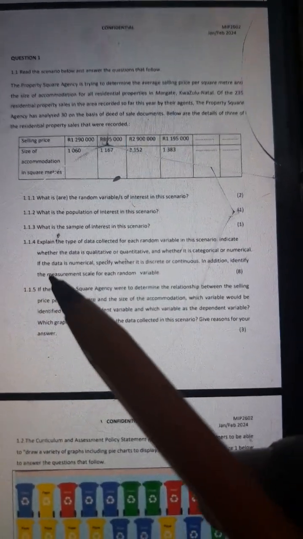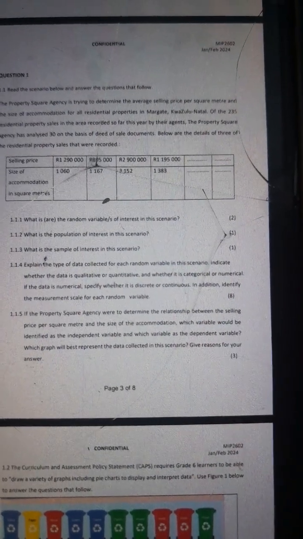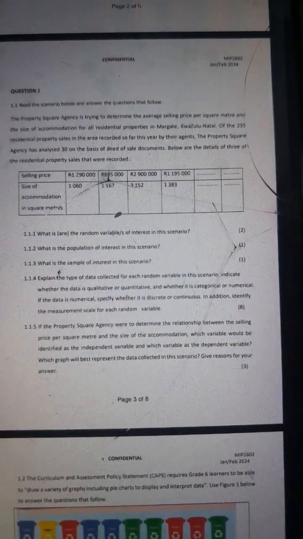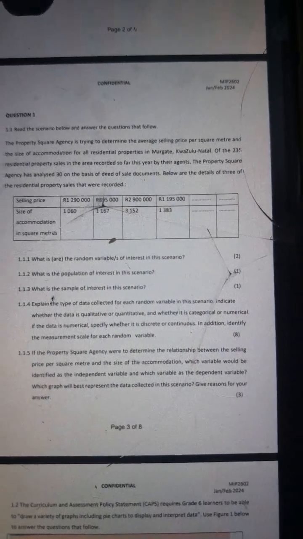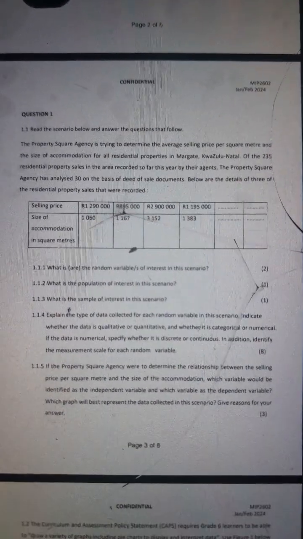Then let's go to 1.1.4. Explain the type of data collected for each random variable in this scenario. Indicate whether the data is qualitative or quantitative, and whether it is categorical or numerical. If the data is numerical, specify whether it is discrete or continuous. In addition, identify the scale for each random variable. Right, let's put that into practice. Let me start writing at 1.1.4 then.